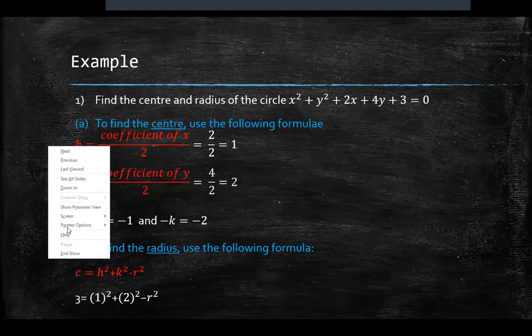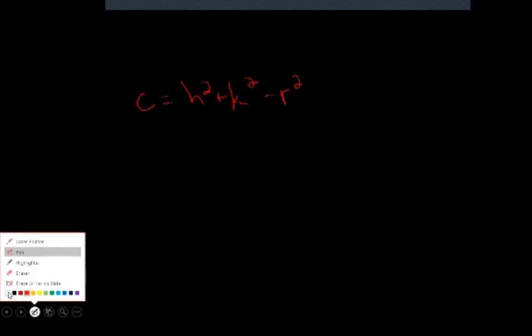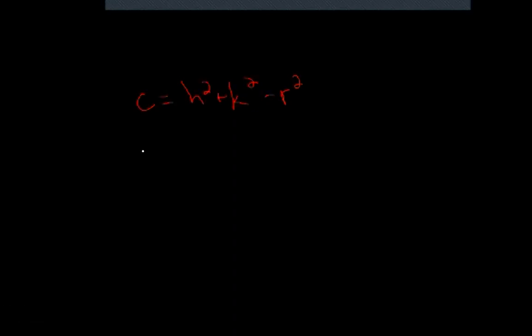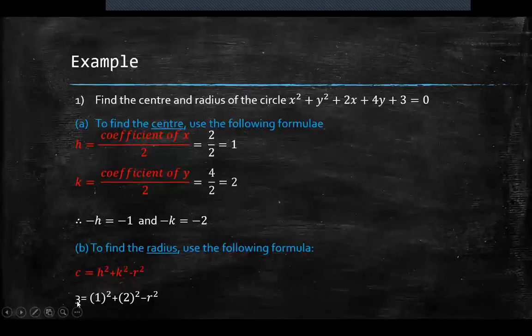Oh my gosh, I did not just do that. Okay, long story short, C would still be this equation minus r squared, and you continue. Right? I just needed to clear that up.